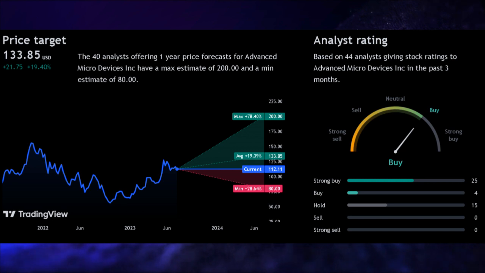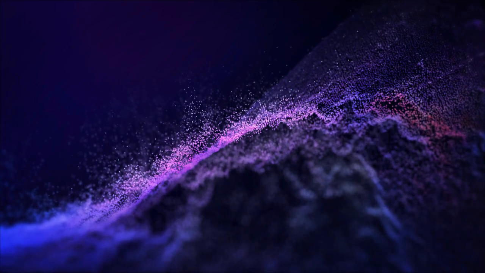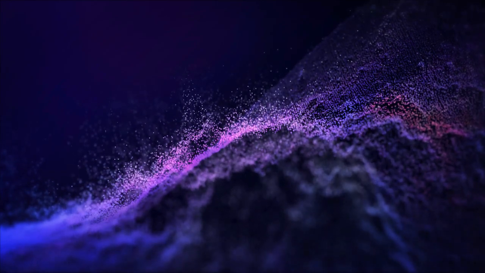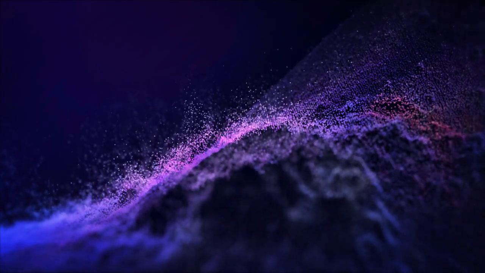In summary, the future looks bright for Advanced Micro Devices Incorporated, as projected by the impressive 12-month price forecasts and the unanimous buy recommendation from analysts. However, it's essential to remember that investing in the stock market carries inherent risks, and it's always wise to conduct thorough research and seek professional financial advice before making any investment decisions.